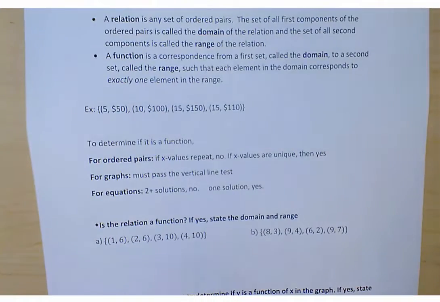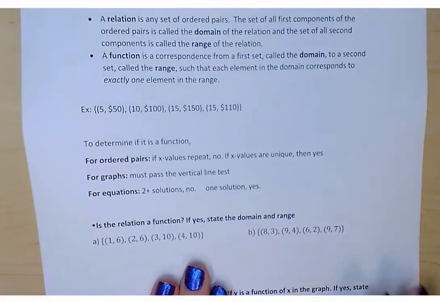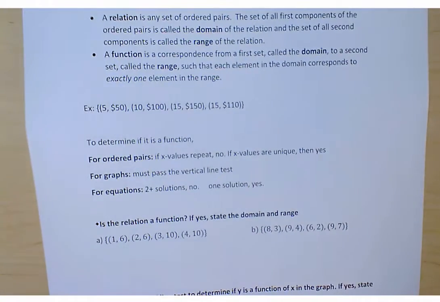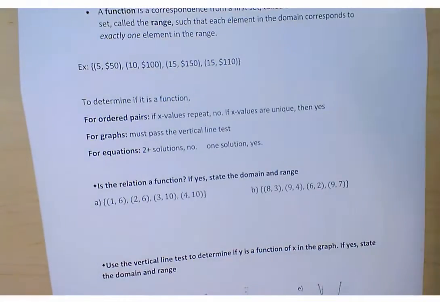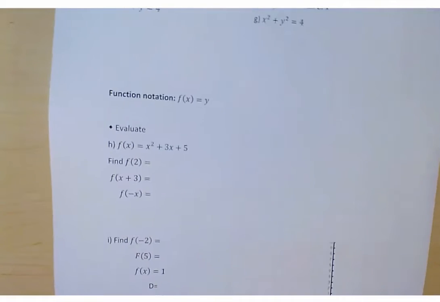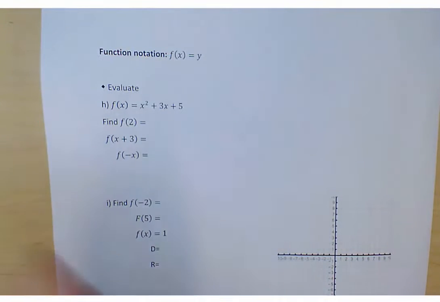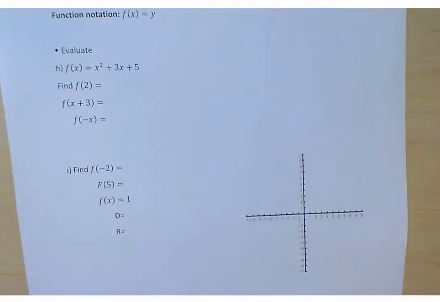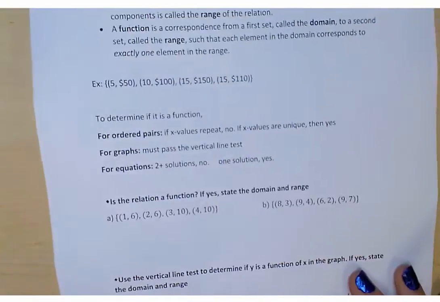So for this video, we're going to be talking about basics about functions and their graphs. We're going to be talking about, can you tell if it's a function when given a set of ordered pairs? What about if you're given some graphs or some equations? And then just talking about function notation and finding some information as we evaluate functions and their graphs. So let's go ahead and get started here.